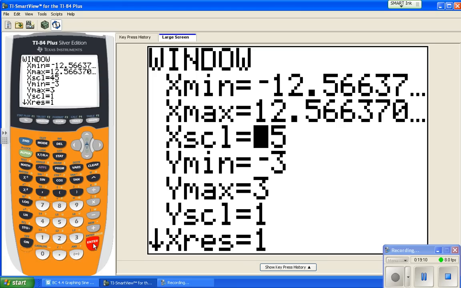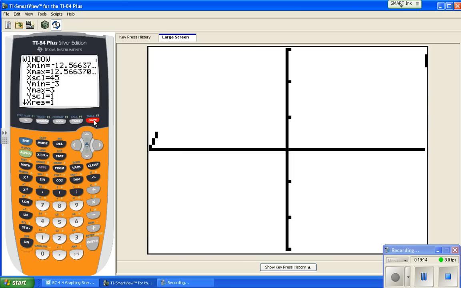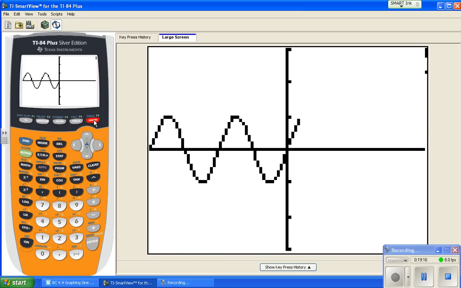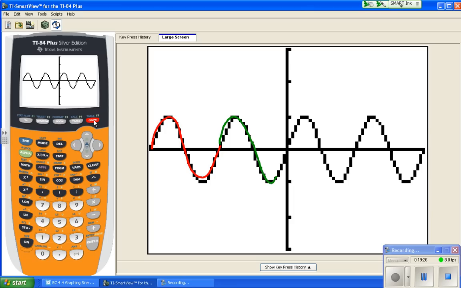Okay, now if I'm going all the way to 4 pi, I should see 2 cycles on the left and 2 cycles on the right. Okay, here it comes. There's 1 cycle, 2 cycles, 1 cycle, 2 cycles. Okay? So again, a full cycle, that's 1 full cycle. That is 1 full cycle. That is 1 full cycle. And then there is 1 full cycle. So I'm looking at 4 different cycles.